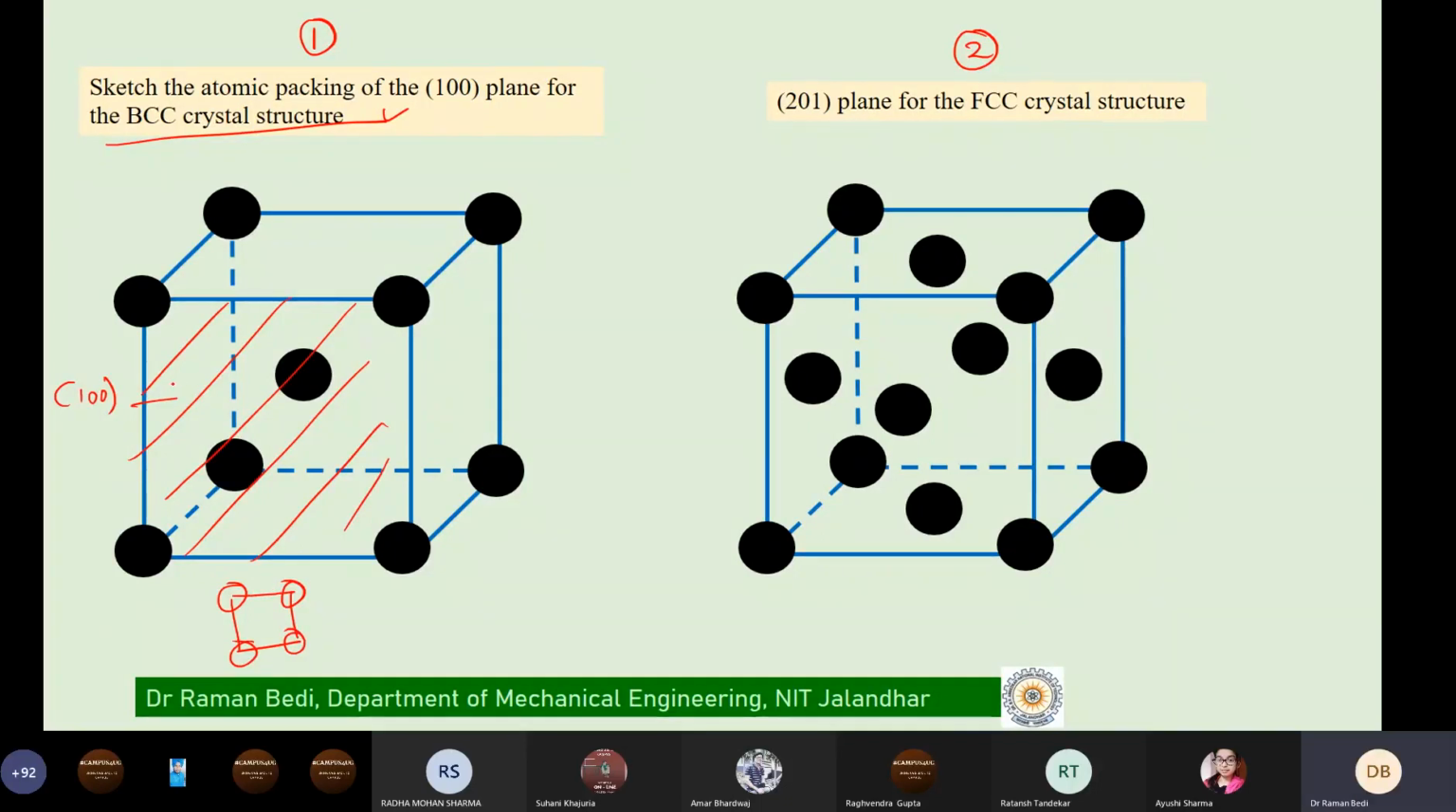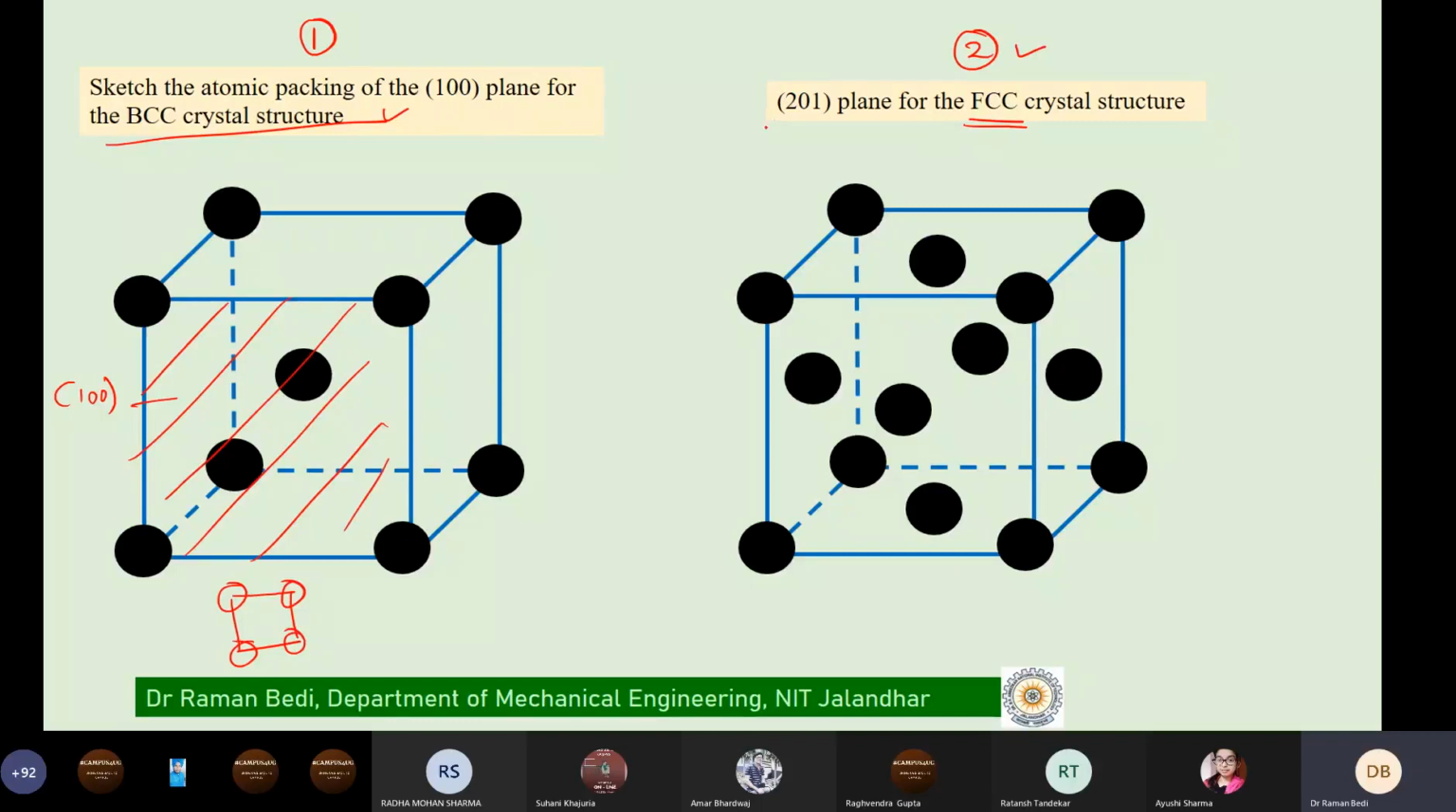This is how the 100 plane is shown there. And its planar density you can calculate if I know where the atoms are located here. Similarly, I have an FCC system shown here, and if I want to index a 201 plane.